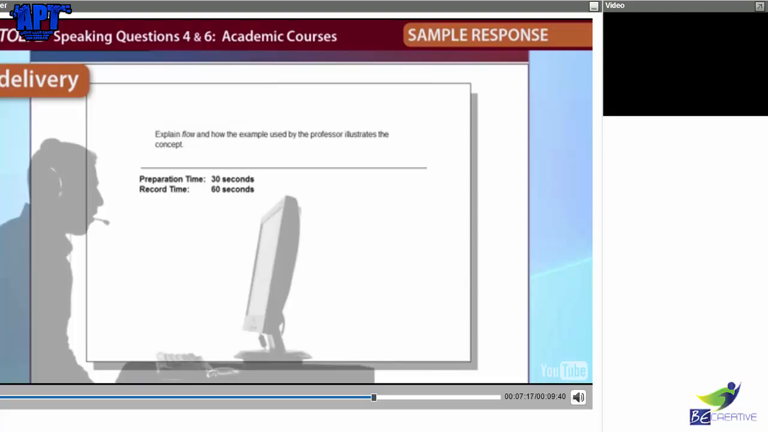Passage is talking about the general information about the flow, and the professor illustrates the example of that.